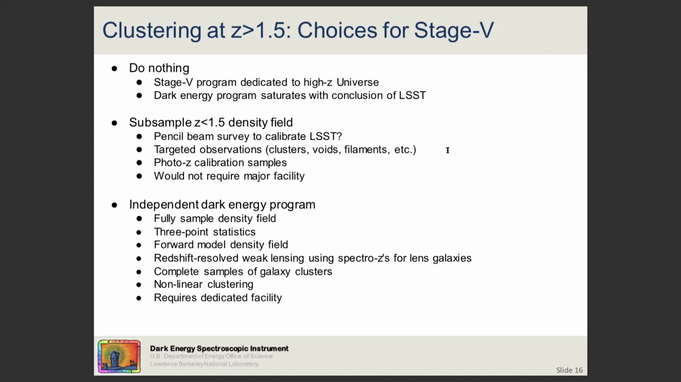So I'd see 3 choices at low redshift. Sorry, the sign is split. Okay, so I'm cutting and pasting, as you can see, and the sign should be less than 1.5.